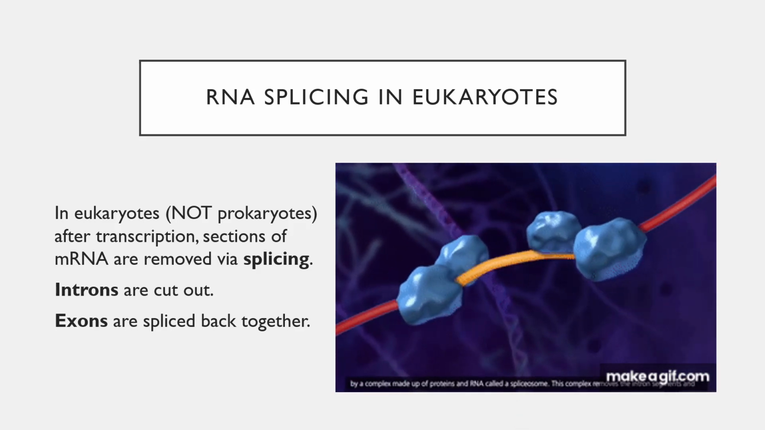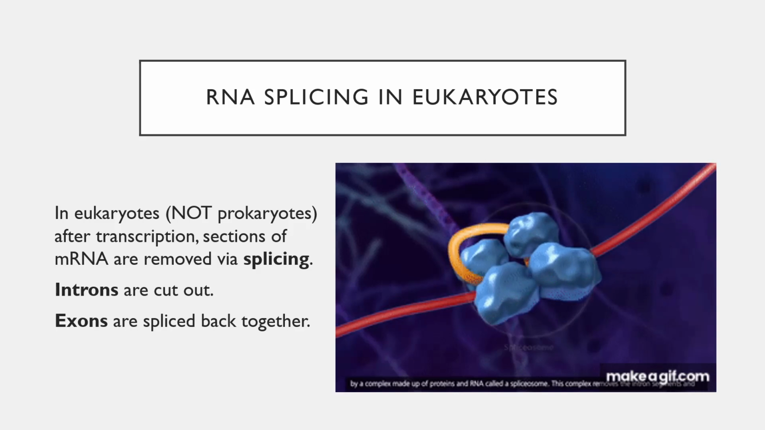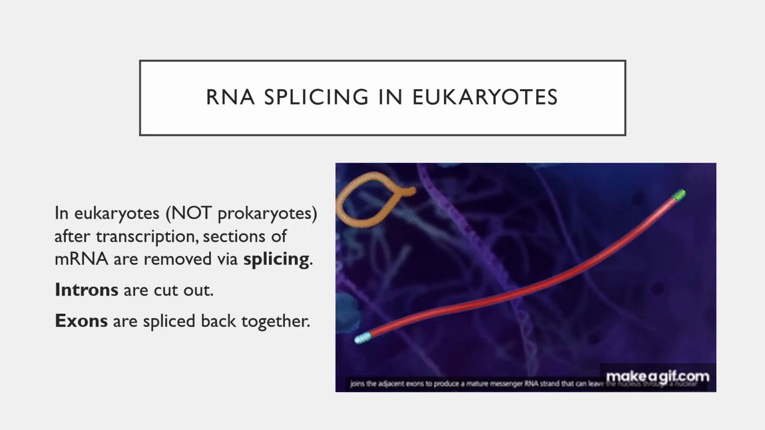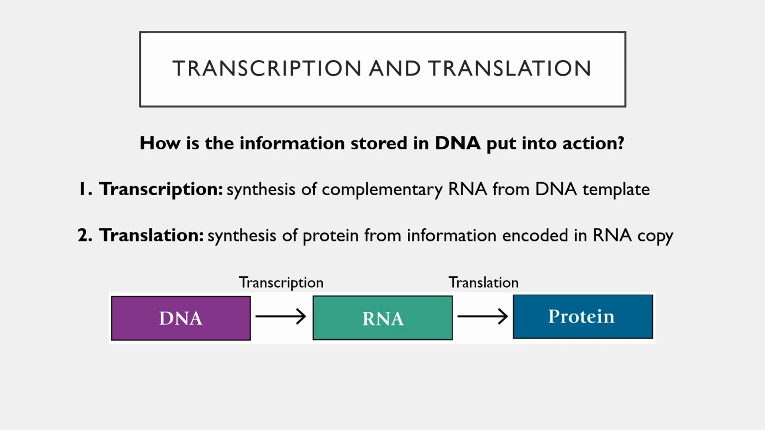So now at this point, we've walked through what happens in transcription. And we've talked about the intervening step of RNA splicing that only applies to eukaryotic organisms. All that's left is for us to discuss translation, which remember is the process of taking that RNA copy, the messenger RNA, and actually putting it into action. So using it as instructions for making a protein.